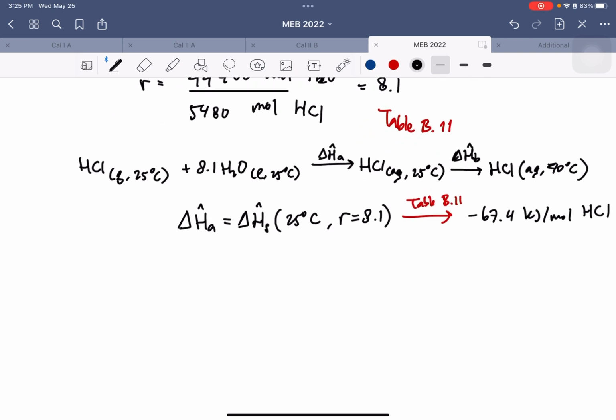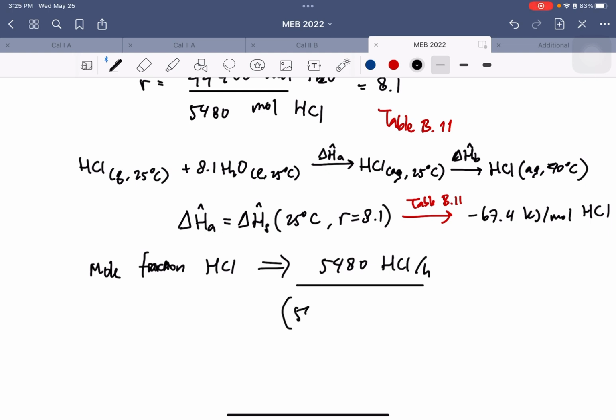Now we take the mole fraction of HCl. This brings us to the moles of HCl per hour divided by the whole moles per hour.